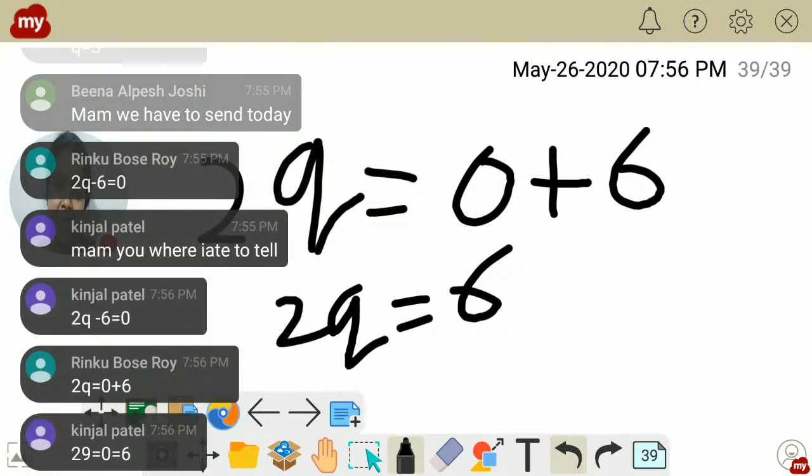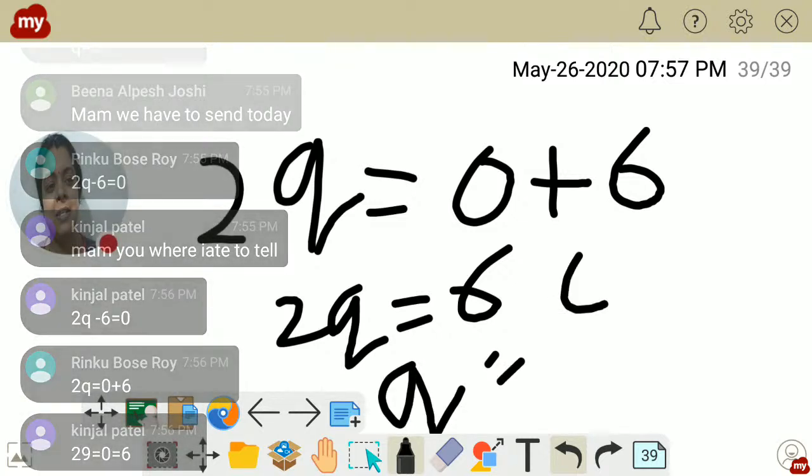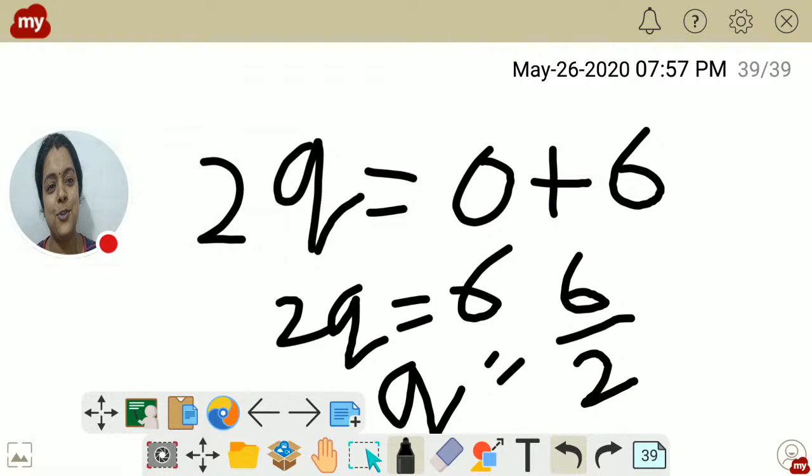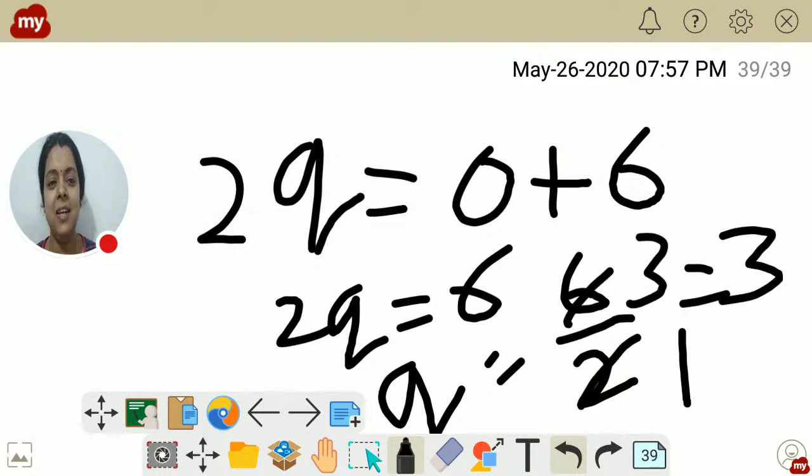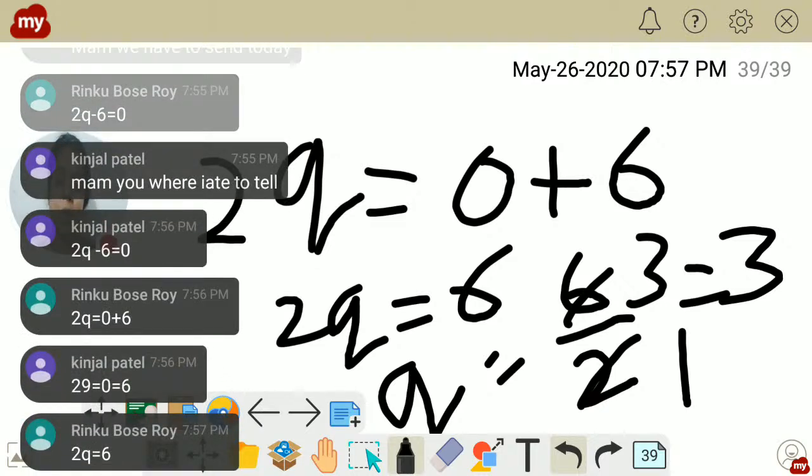And what is the next one? That is q is equal to 6 by 2. 2 ones are 2 and 2 threes are 6. That comes the answer 3. So what is q? The value of q. Very good. Perfect answer. Yes, I got.